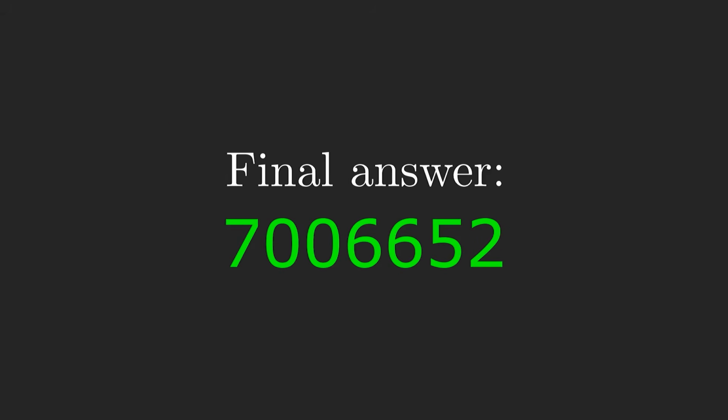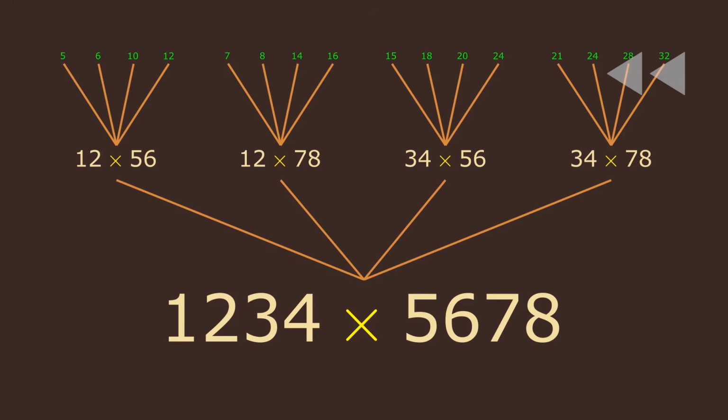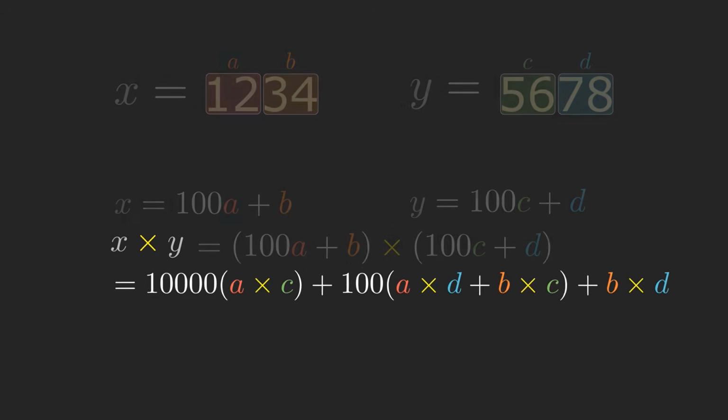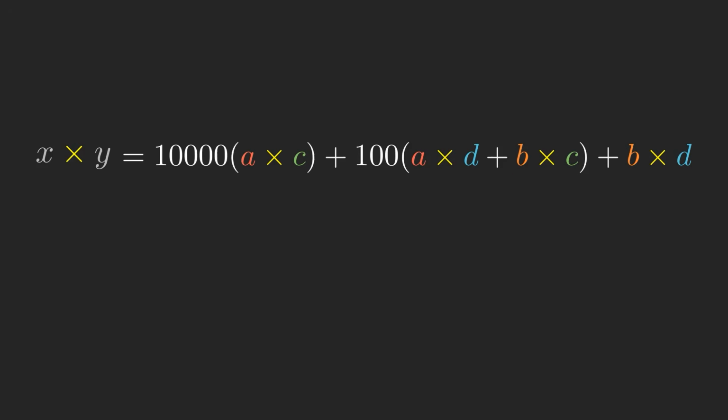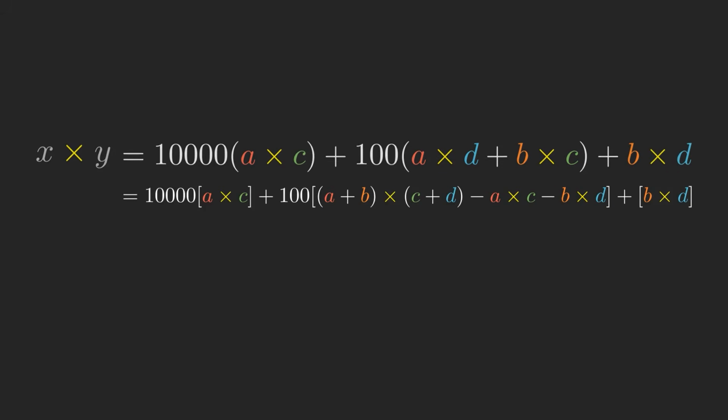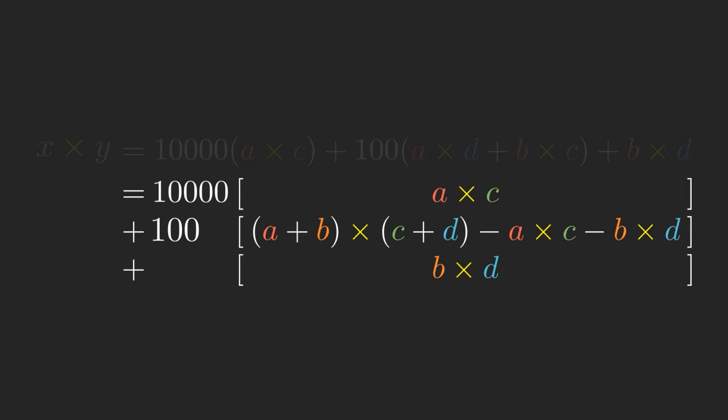But what Karatsuba noticed is that in the step where we expanded the original multiplication into the smaller subproblems, in this expression, we can rewrite a times d plus b times c as (a plus b) times (c plus d) minus a times c minus b times d. As an exercise, you can verify this for yourself. It may not be immediately obvious why this is a good thing. In fact, I'd encourage you to pause the video here and see if you can figure that out.